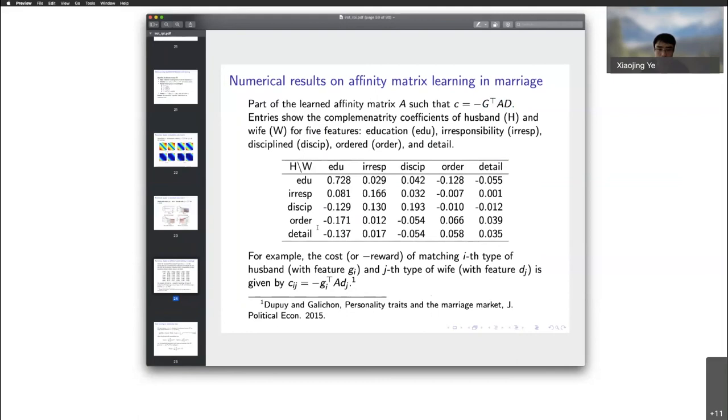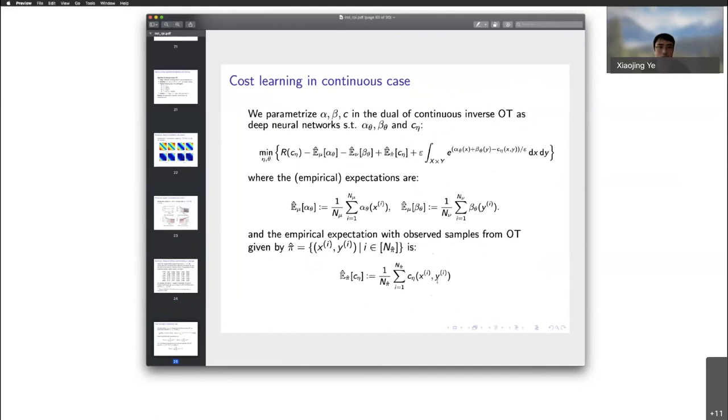The social scientists have a nice interpretation of this matrix, which I don't really quite understand, but I hope that it tells something in their study. And so that's all about the continuous-discrete case.